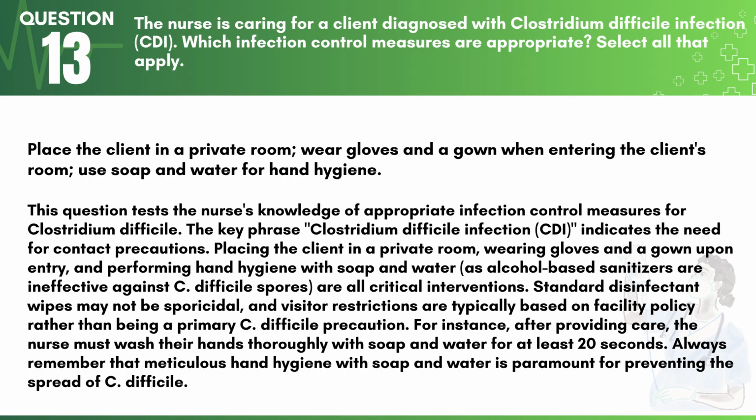Answer. Place the client in a private room, wear gloves and a gown when entering the client's room, use soap and water for hand hygiene. This question tests the nurse's knowledge of appropriate infection control measures for Clostridium difficile. The key phrase, Clostridium difficile infection, CDI, indicates the need for contact precautions. Placing the client in a private room, wearing gloves and a gown upon entry, and performing hand hygiene with soap and water, as alcohol-based sanitizers are ineffective against C. difficile spores, are all critical interventions.